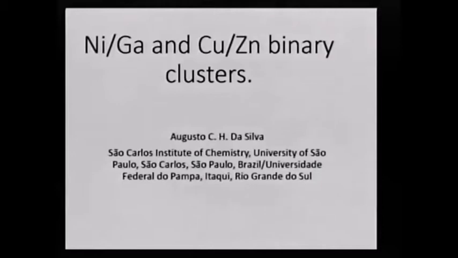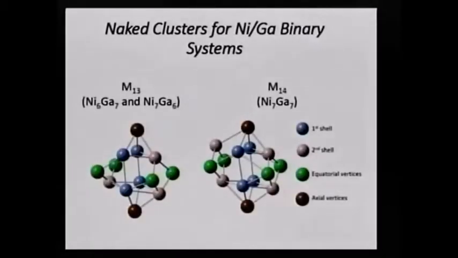So initially, about the naked clusters for nickel-gallium binary clusters, we start with M13 and M14 systems with three different stoichiometries: nickel 6 gallium 7, nickel 7 gallium 6, and nickel 7 gallium 7. So we have basically this kind of structure from experimental results, and we can separate the different regions on the clusters. We just exchange the sites of nickel and gallium and re-optimize the systems to try to understand the potential energy surface behavior between this kind of exchange.